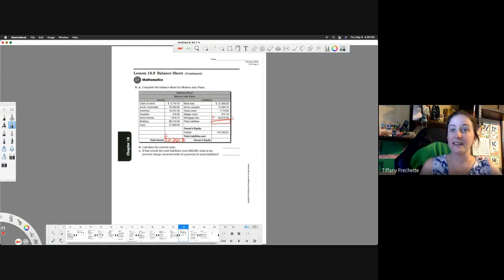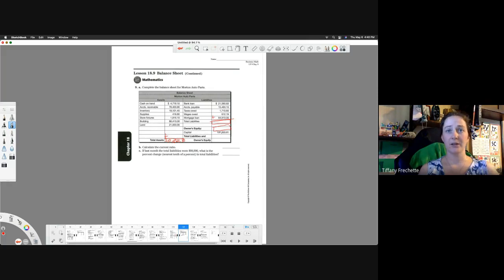Owner's equity, same thing we did on the other sheet. Remember, owner's equity is your value in the business above your liabilities. So what that means is you need to subtract. Once you know your liabilities, subtract that from your total assets, and it'll tell you what your owner's equity actually is. Sorry, wrote a little crooked there.